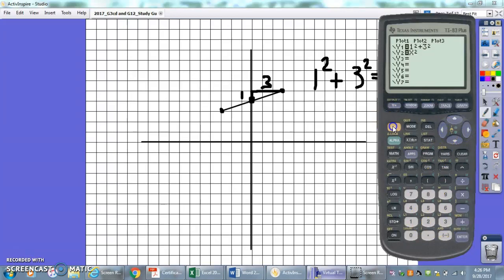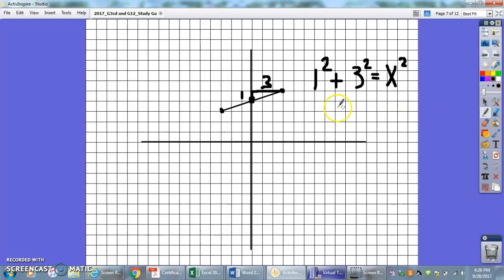Second trace 5. Enter. Here we go. X is equal to 3.1622777. I'm going to round it to 3 because that's the approximate radius. That's fine.